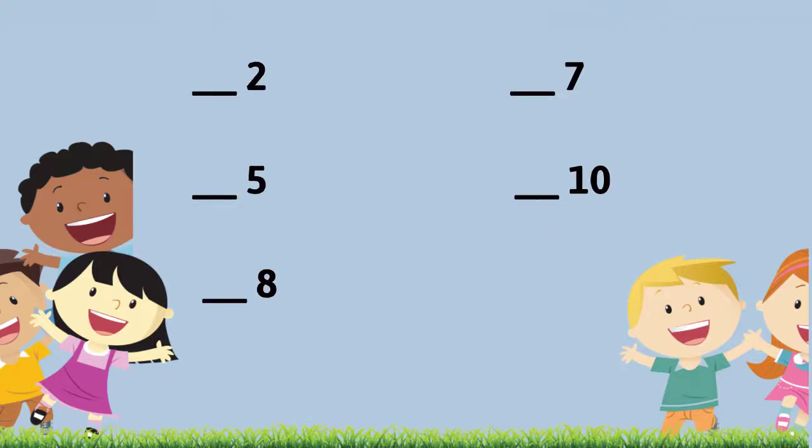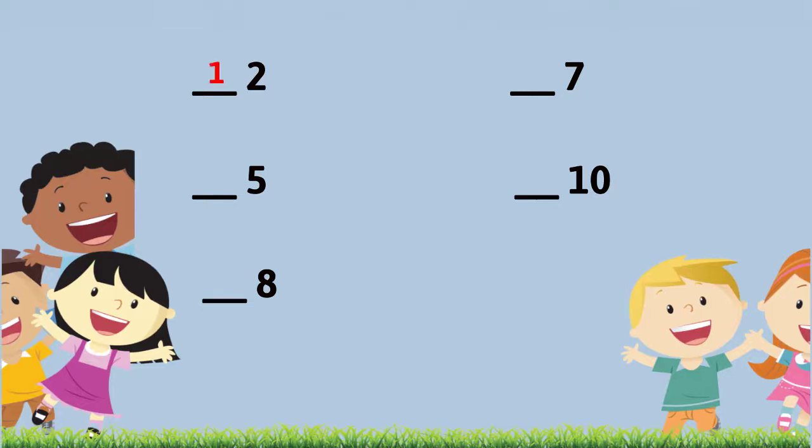You can see there is a blank before number 2. So you will tell me which number will come before 2. 2 से पहले क्या आता है? Can you tell me? Yes, number 1 will come before 2. So you will write number 1 before 2 on the line.